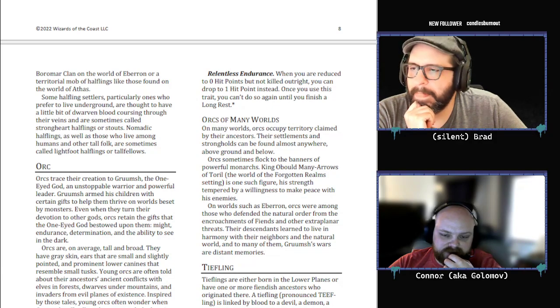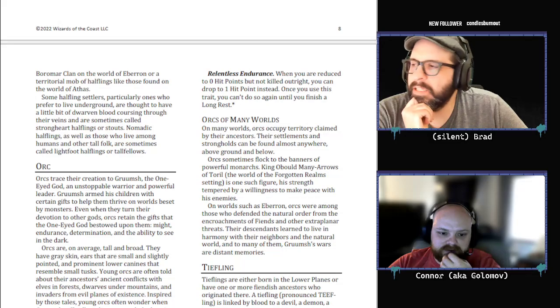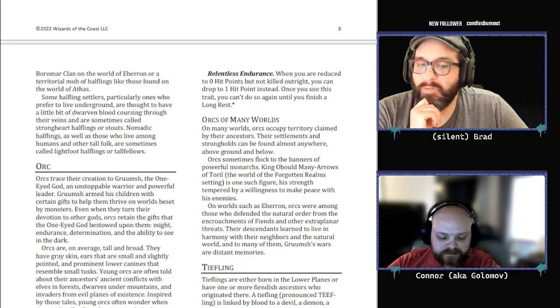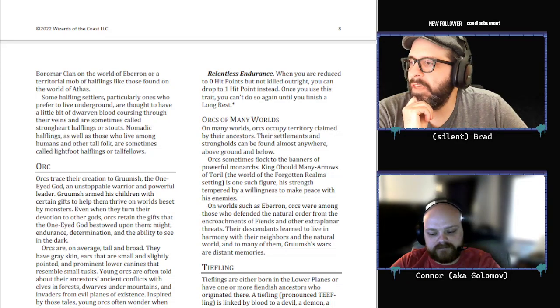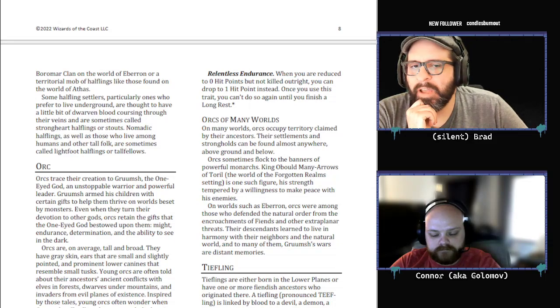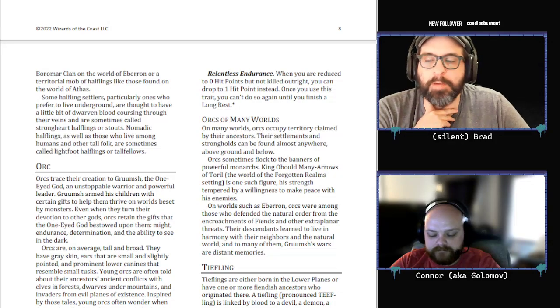Yeah. I think orcs were pretty balanced as they were before too. Exactly. So in Volo's, when they were first brought into 5e, they did have a negative to their intelligence, I believe. And then eventually that was taken out in errata because people were like, what the fuck?